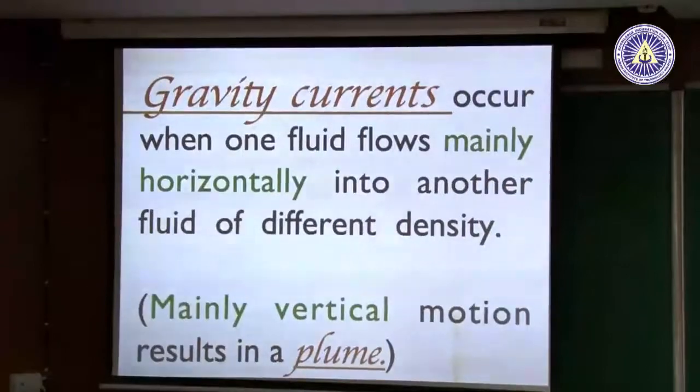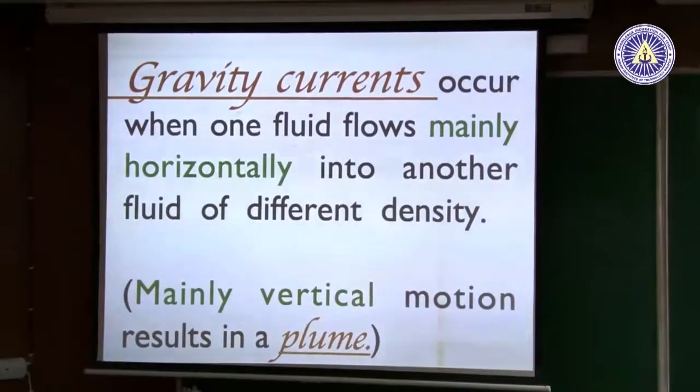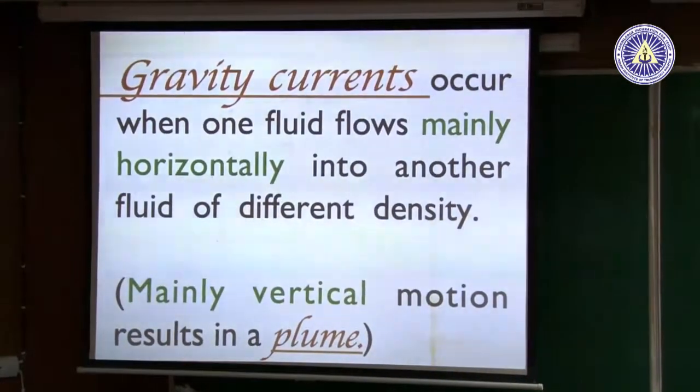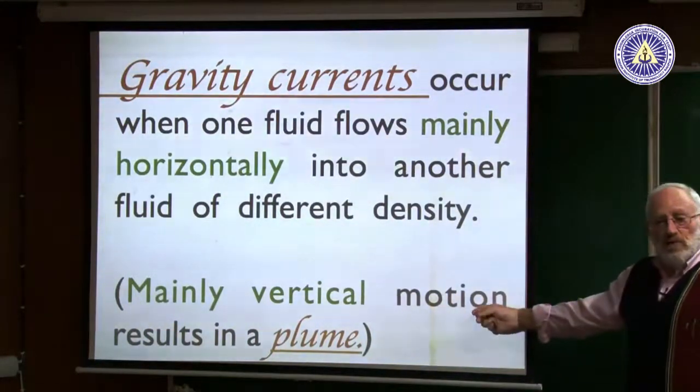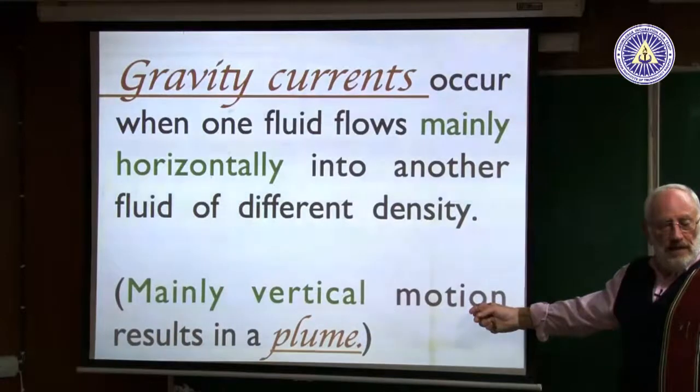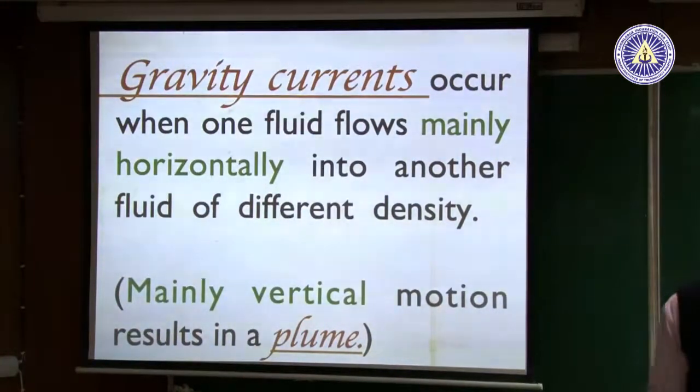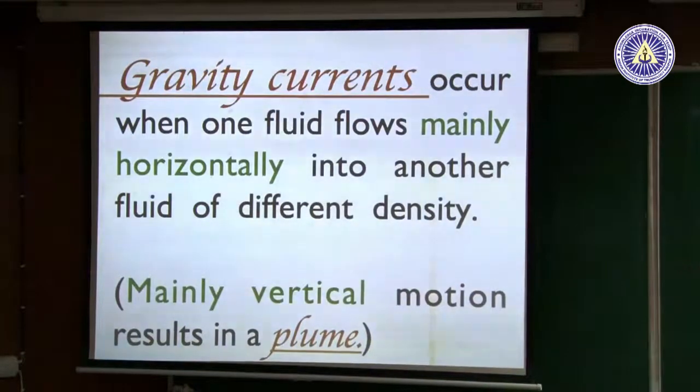Definition: gravity currents occur when one fluid flows mainly horizontal into another fluid of a different density. Mainly vertical motions, which we've already talked about, are plumes. Now I'd like to show you a video that makes a transition, it seems to me. I came across this by chance.